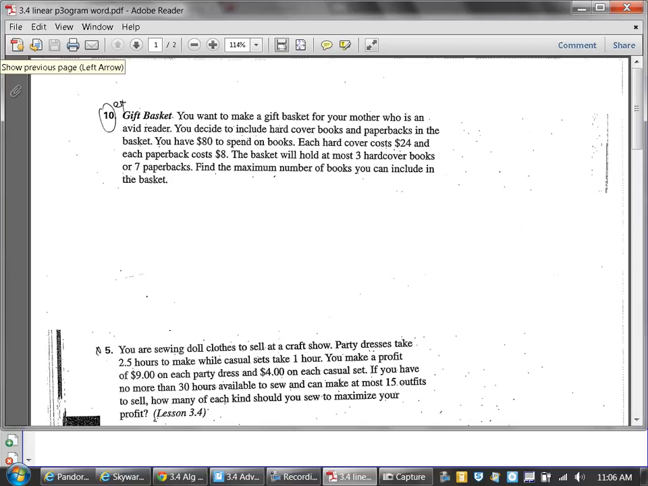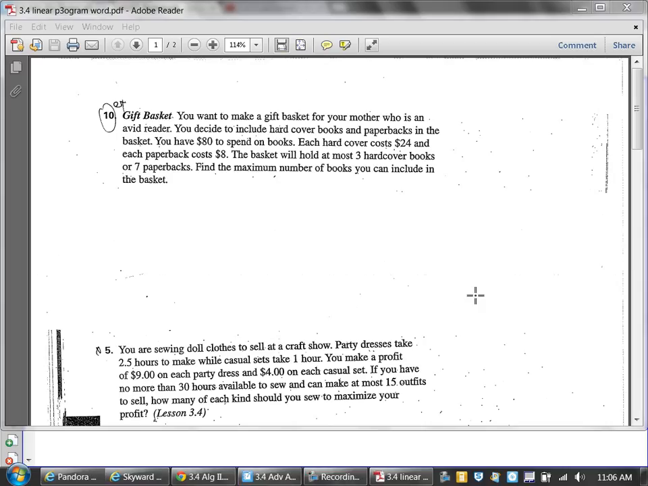They also have some sort of objective. There's something you're trying to solve for, whether that be profit, hours, things like how many things can you have, things of that nature. And it's pretty literal as you get into the problems what they're looking for. So let's look at this first one that's dealing with the gift basket.